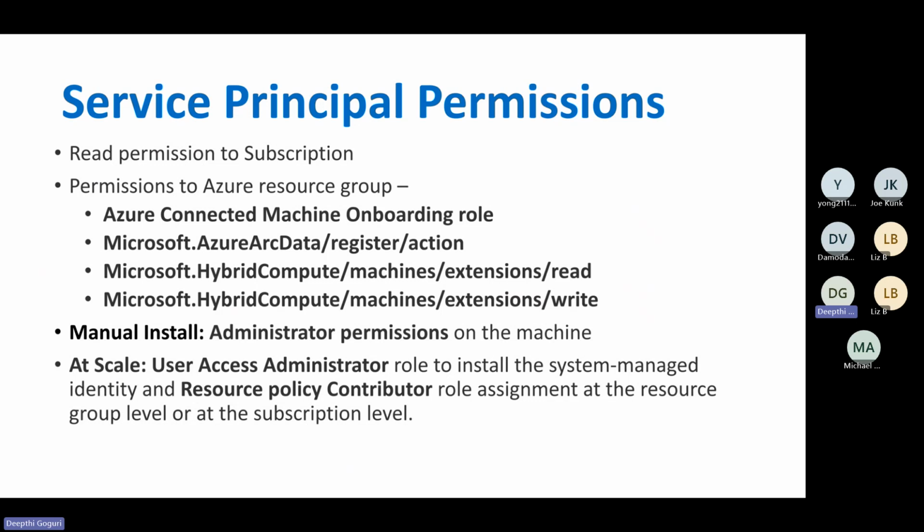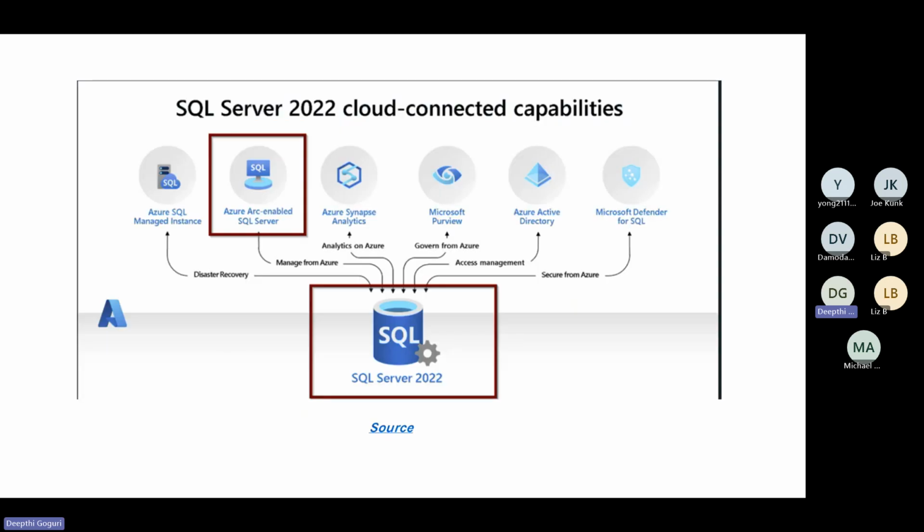And you can also do this at scale. Like if you have several SQL servers that you want to install Azure Arc on and pull them into the Azure portal to make the inventory, then you need the user access administrator role. Again, you need all of these permissions if you are doing it at scale. These are required at the subscription level. Some are required at the resource level, like the administrative permissions at the resource level as well.